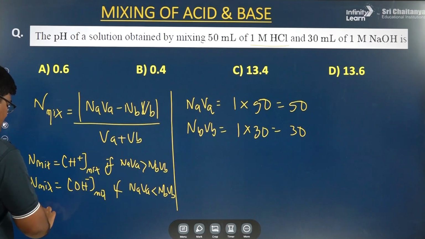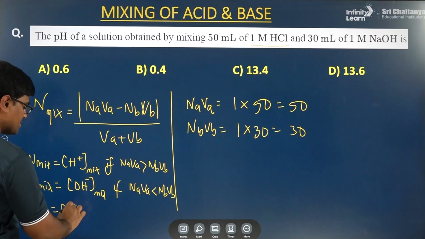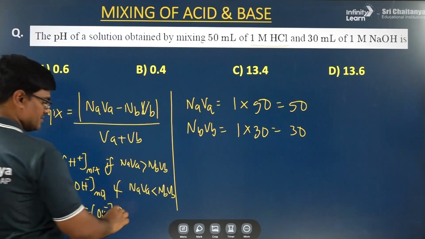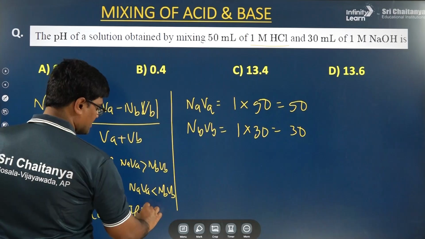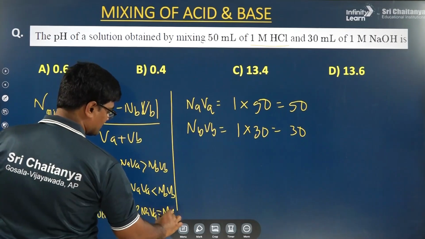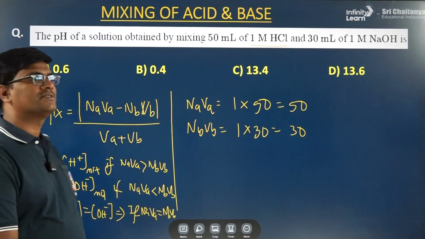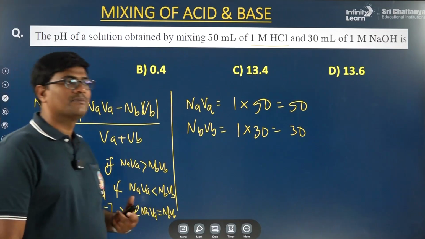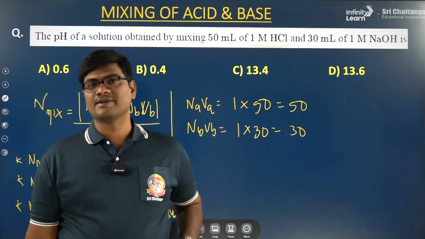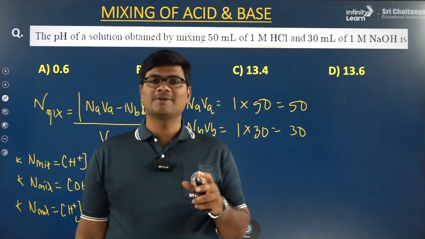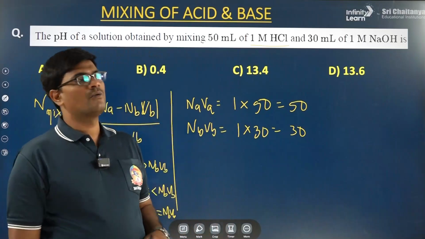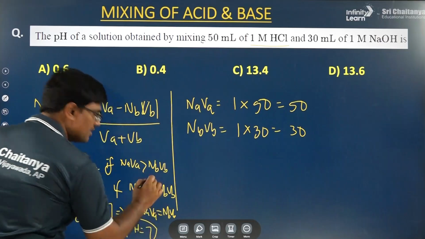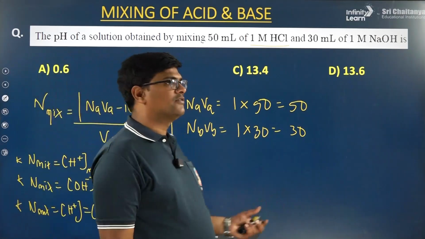The Nmix becomes the H plus ion concentration, which is also equal to OH minus ion concentration. That means if acid equivalents equal base equivalents, the Nmix is H plus ion concentration equal to OH minus ion concentration. What is the meaning of it? Complete neutralization takes place. In a neutral solution, H plus ion concentration is equal to OH minus ion concentration. Then what happens to pH? We can directly tell what is the pH of a neutral solution. pH 7.